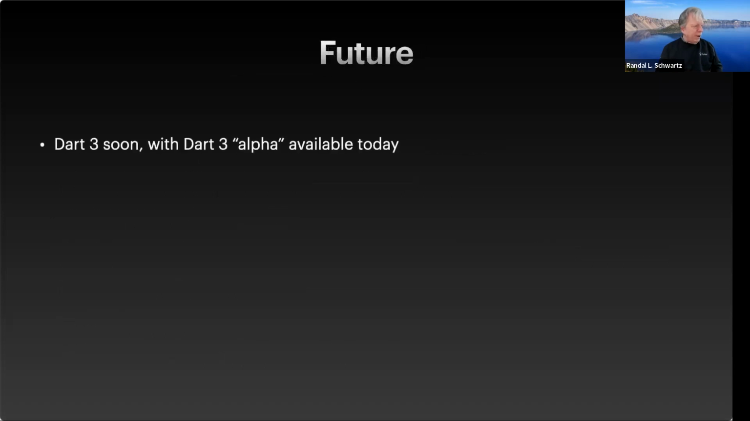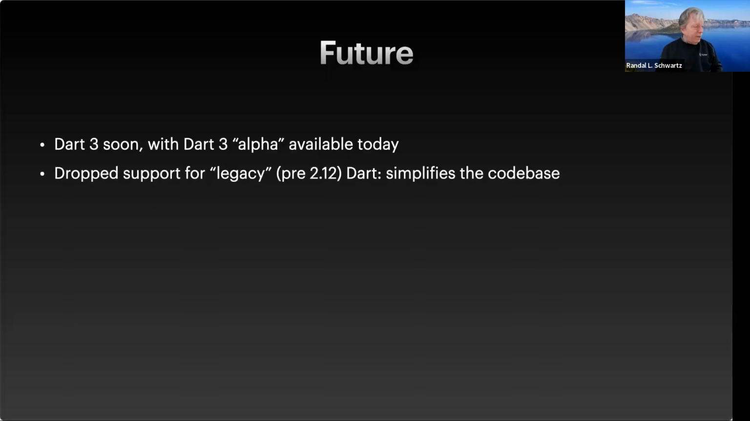So where's it going? Well, Dart 3 is coming out soon. There's already a Dart 3 alpha available. And one of the things it did is it dropped support for legacy Dart. So way back in the early days of Dart, again, variables weren't typed. So you could put an int into a variable that previously held a string. And the problem with that is that means that all the code that uses that variable has to say, is this a string or is this an int right now? And so there's a lot of extra code that gets generated to do all that.